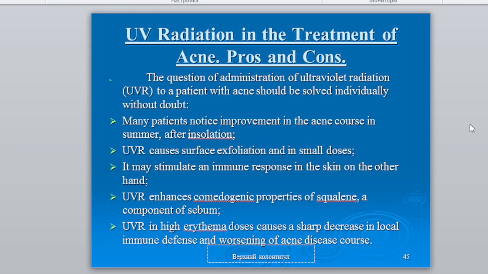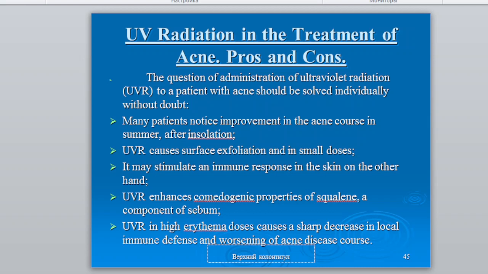Next, UV radiation in the treatment of acne. Pros and cons. The question of administration of ultraviolet radiation, UV, to a patient with acne should be solved individually without doubt.